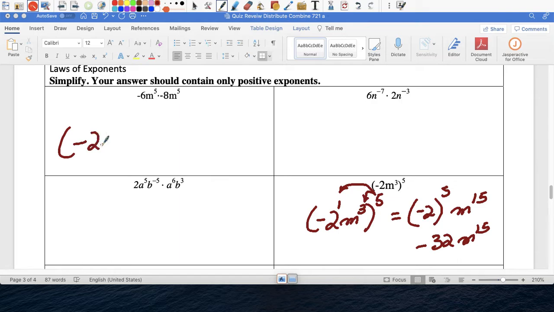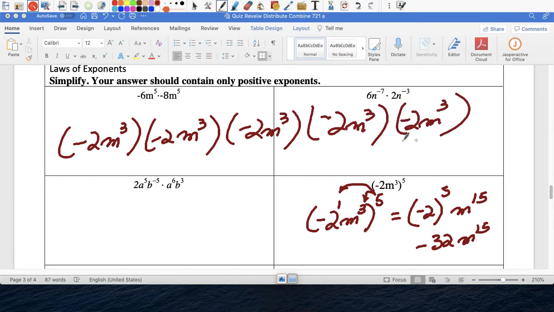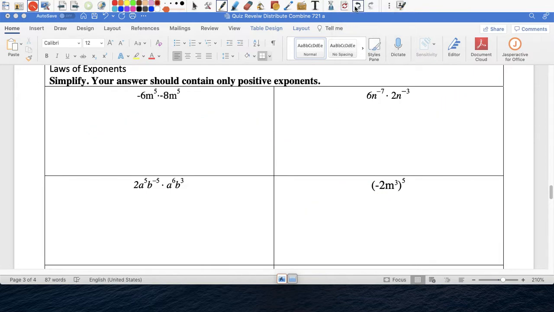Another way of looking at that is this way. And maybe that'll explain a little bit better why it's negative. If you think about it, it's negative times negative times negative times negative times negative, right? And that's going to give us negative 32. m to the third power times another m to the third power, we can keep the base and add the exponents, and that's going to give us m^15. All right?